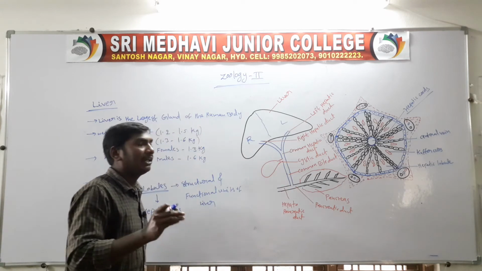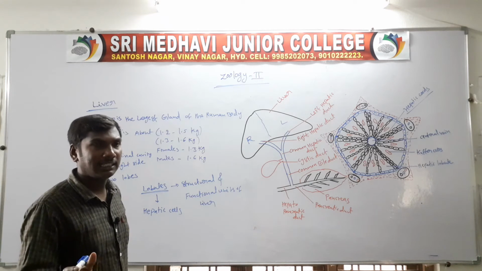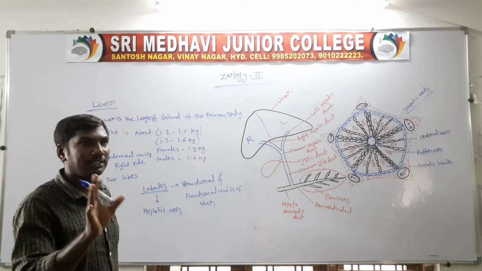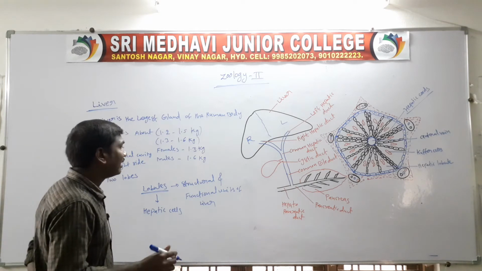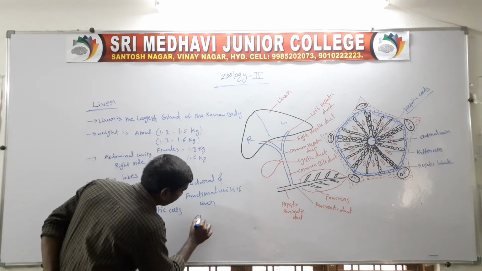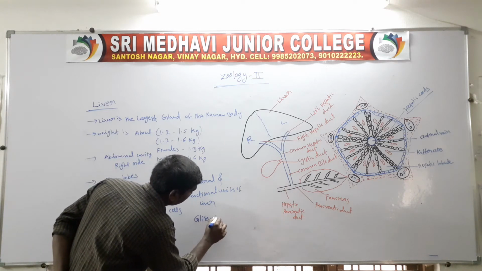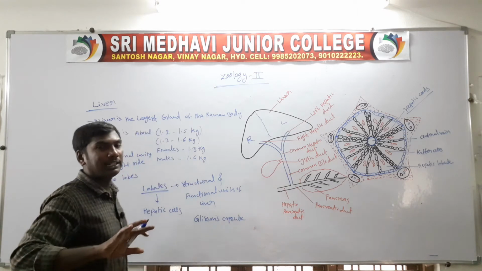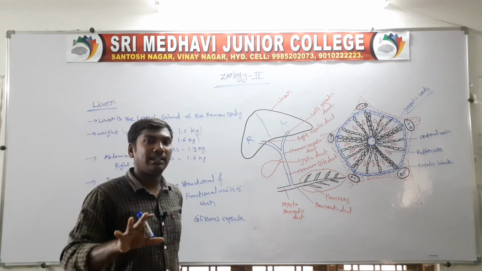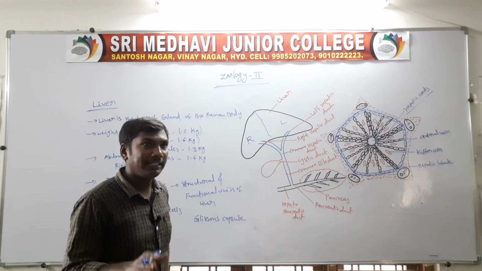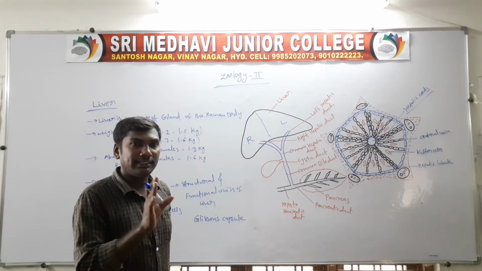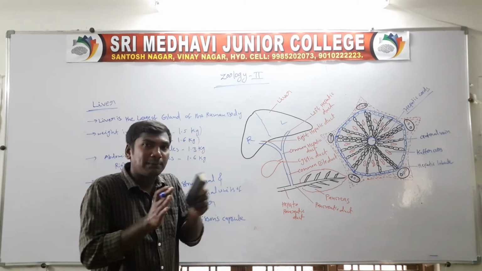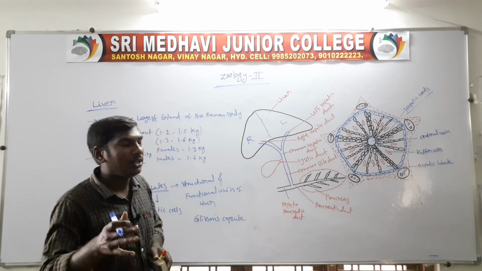Next, the hepatic cells. The liver cells are separated from one another. The hepatic cells are covered by Glisson's capsule, and Glisson's capsule separates one cell from another.